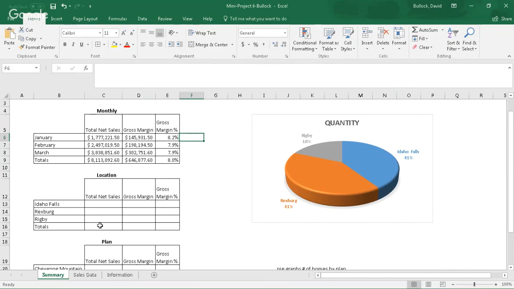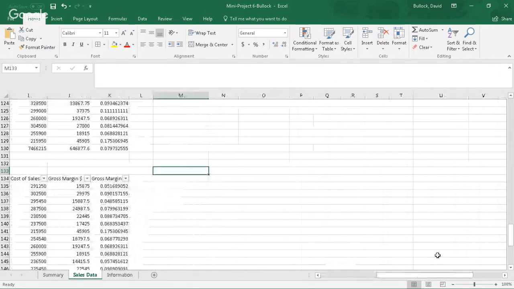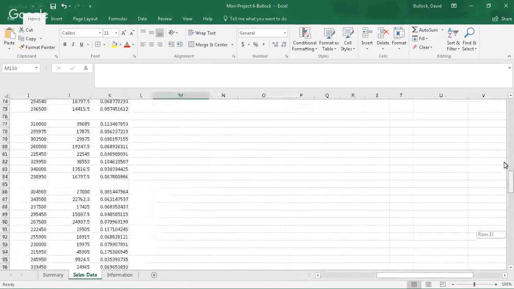Yeah. Oh, yeah. So I have a question. I tried doing a VLOOKUP for the tables, and it gave me a not applicable error. For the table? Like what I did on the summary page or on the sales? Yeah, on the summary page.